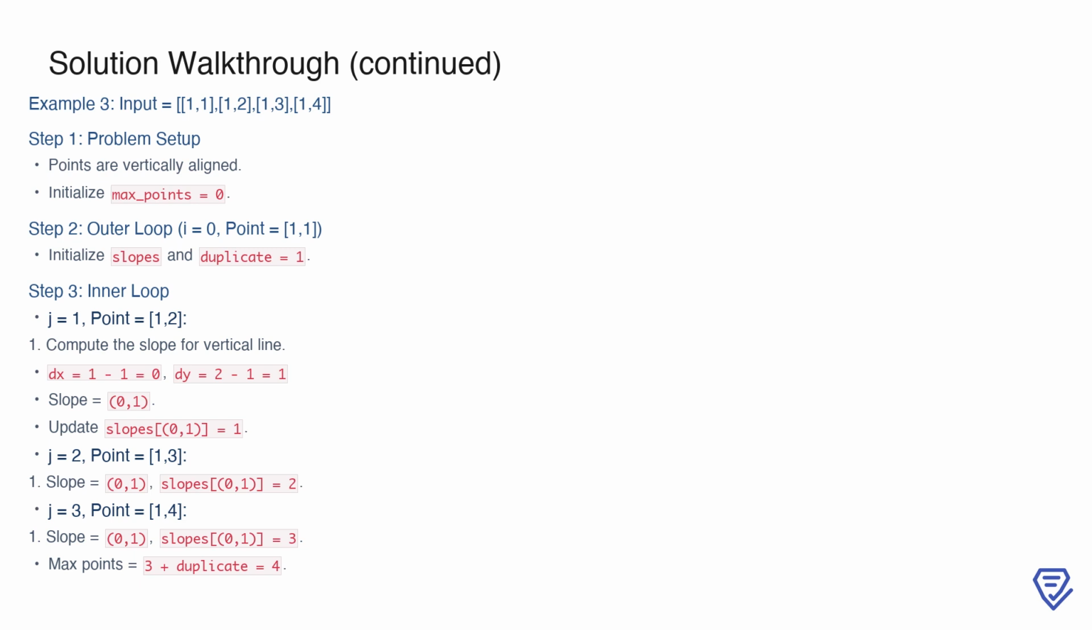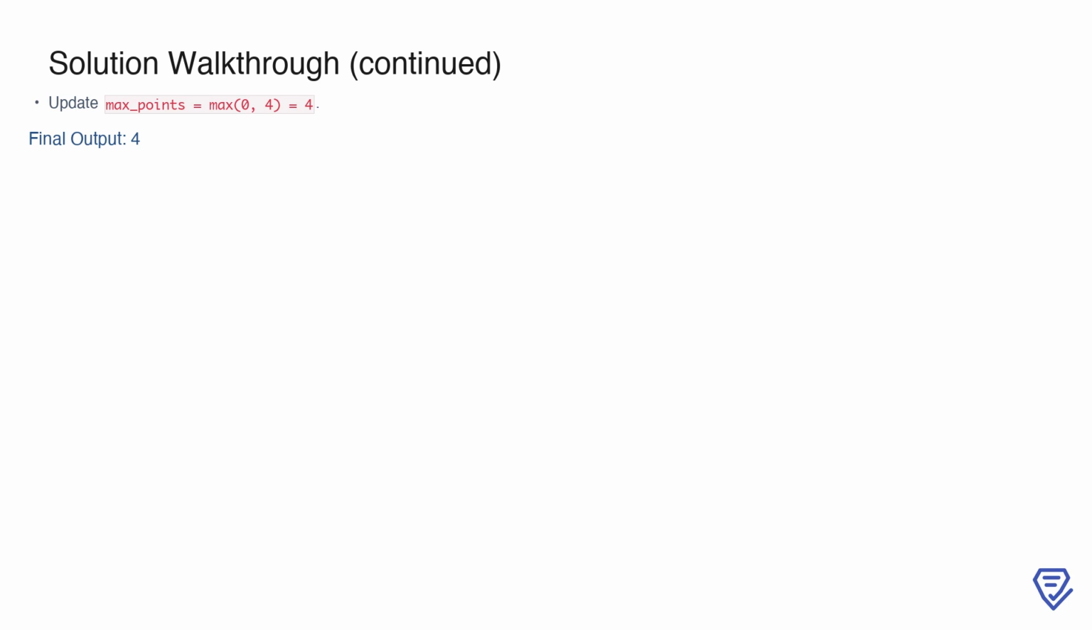Comparing (1, 1) with (1, 3), the slope is again (0, 1), and its count increases to 2. Finally, comparing (1, 1) with (1, 4), the slope remains (0, 1), and its count becomes 3. Including the duplicate point, the total points for this slope are 3 plus duplicate, which equals 4. We then update max_points to 4, which is the maximum number of points on a straight line for this set of input points. Since no more outer loop iterations provide a higher value, the function concludes with a final output of 4.